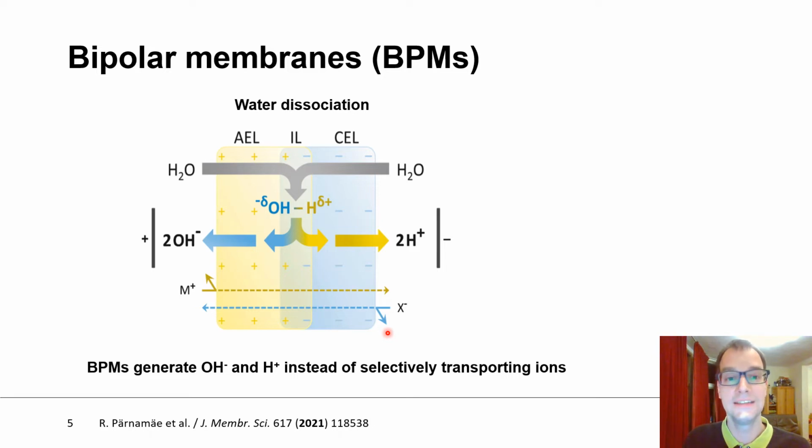So the only way this membrane can transport ions is by splitting water. Water, because it's not charged, can diffuse into the membrane from both sides. And then in the middle of the membrane, it's split into OH minus and H plus. The H plus can move through the cation exchange membrane towards the negative electrode. And the OH minus can go through the anion exchange membrane towards the positive electrode. In this way, a bipolar membrane allows you to split water without having to generate hydrogen and oxygen. So it's a very useful membrane if you want to change the pH of a solution.